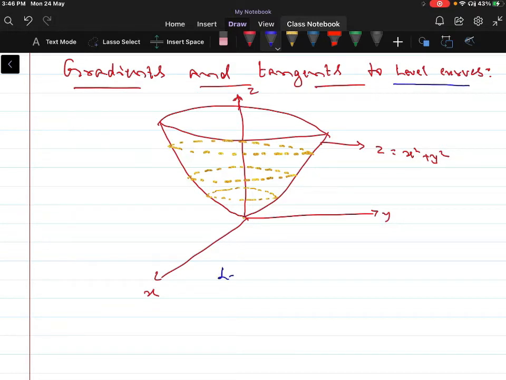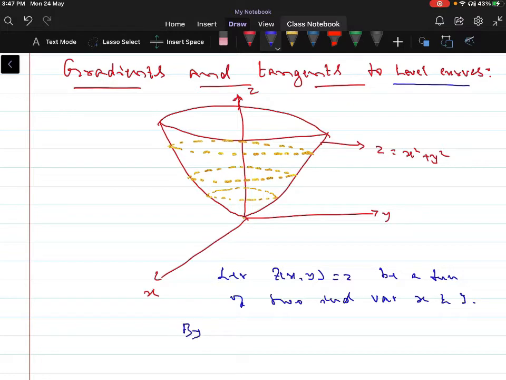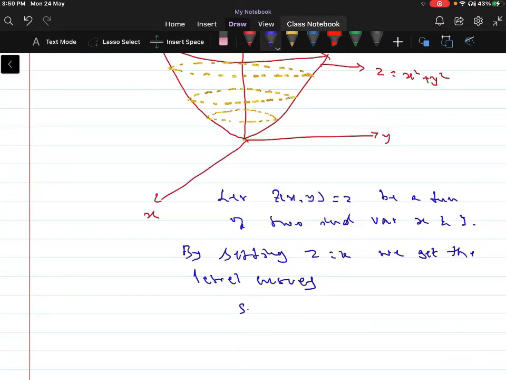So let us consider f of x comma y is equal to z, a function of two independent variables x and y. By setting z is equal to k, we get the level curve, so that f of x comma y is equal to k. So level curves are two-dimensional curves.